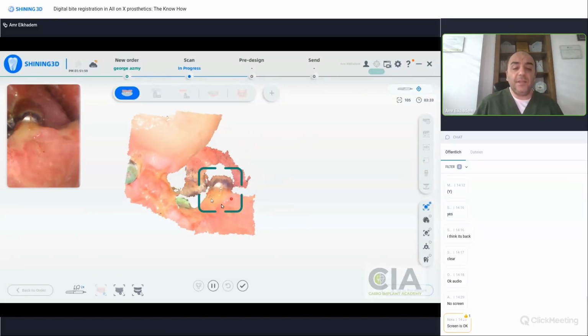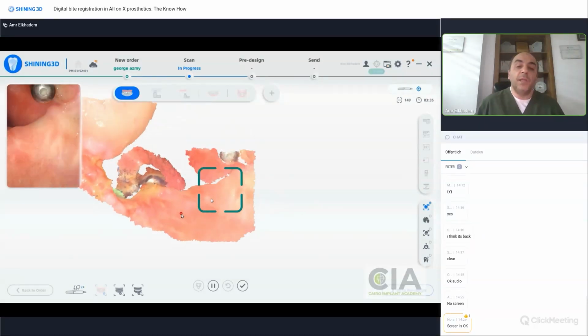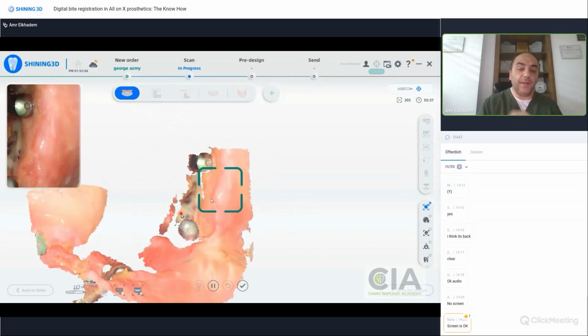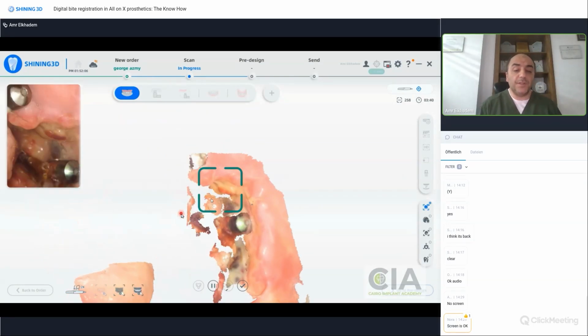So now I'm scanning the soft tissue first for this patient. I'm scanning the defect, margins, and the part of the soft palate.